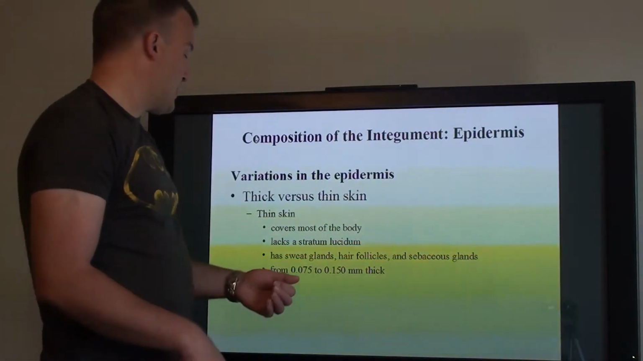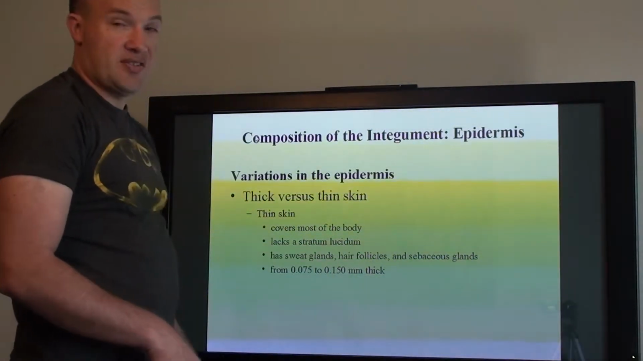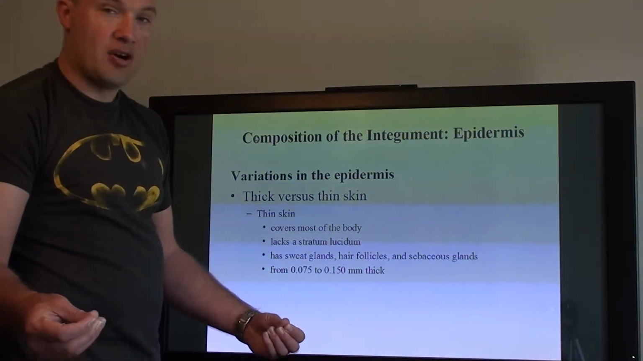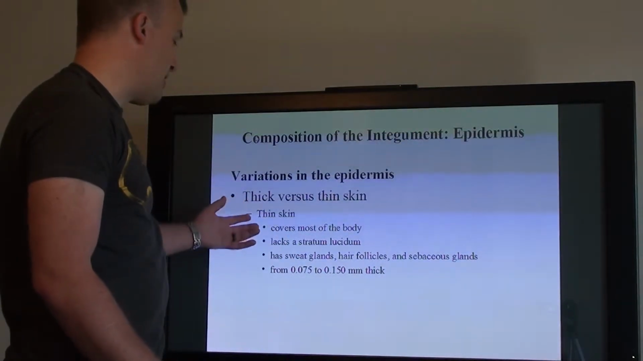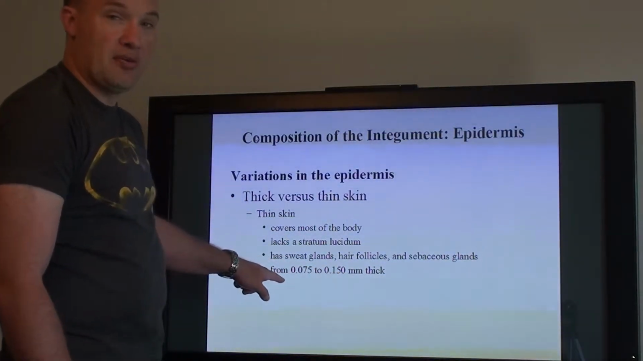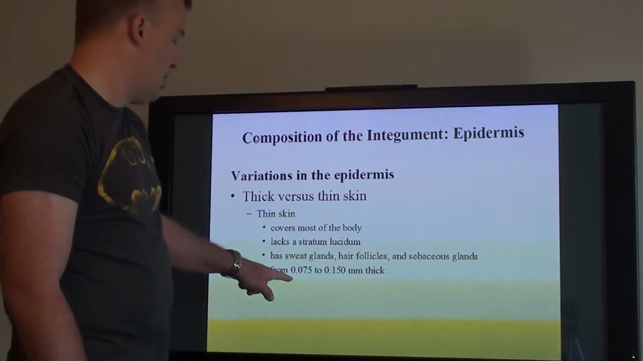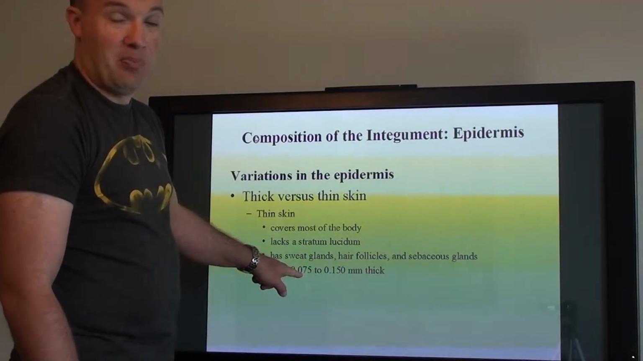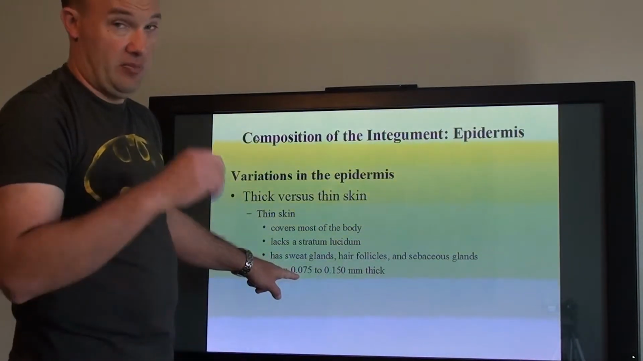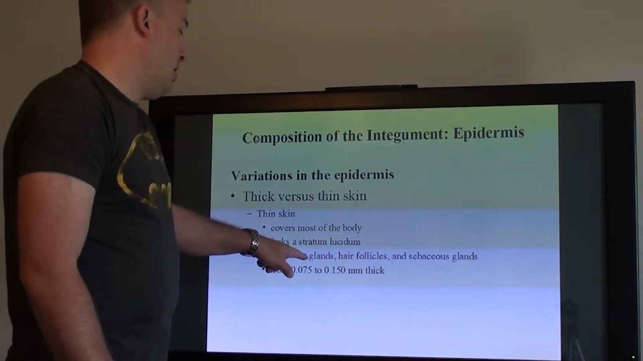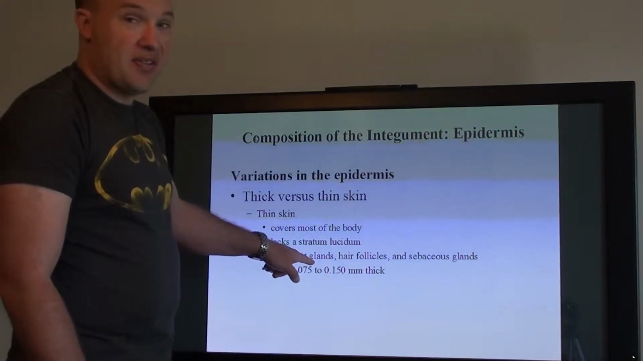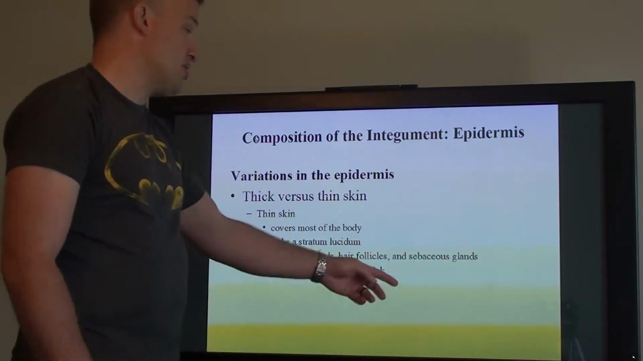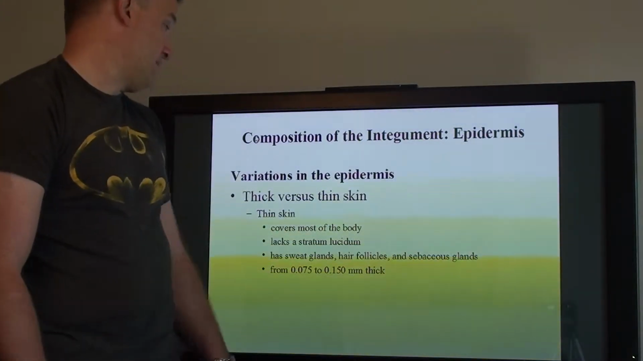Alright, so that was thick skin. Again, thin skin, the big thing, it lacks a stratum lucidum. Anywhere besides the hands and the feet and the surface of the fingers and toes, you've got thin skin. As you can see, it's a lot thinner. The thick skin was 0.4 to 0.6 millimeters. Here we've got basically 0.1 to 0.15 millimeters. Thick skin had sweat glands, thin skin does too, but thin skin also has hair follicles, so it can grow hair, and it also has sebaceous glands, and we'll talk about those later.